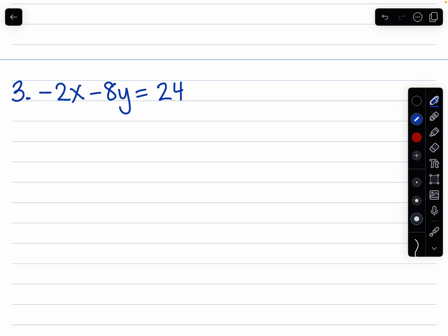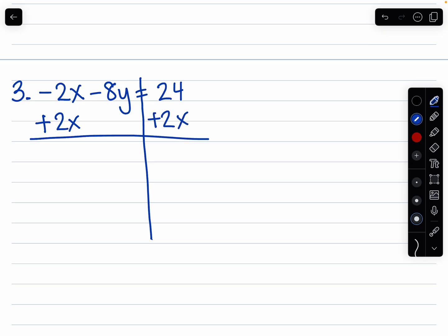Paisley, can you tell me my first step? Add the 2. Good. Now, I know on the 3 examples I've done, they've all started with a negative. Is every time this going to be a negative in front of x? No. So what if that was a positive 2 there? What would you do? You would subtract, okay? All right, those cancel. What am I left with over here on the left side? Don't forget to bring that negative down. So negative 8y is equal to 2x plus 24.